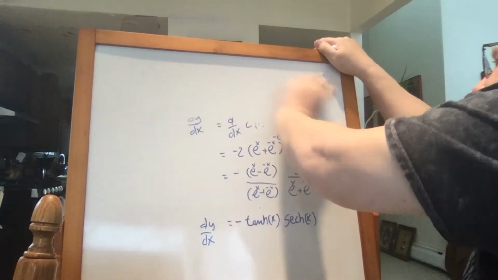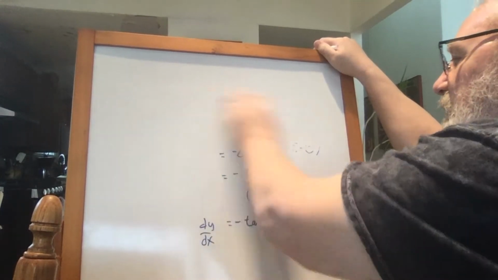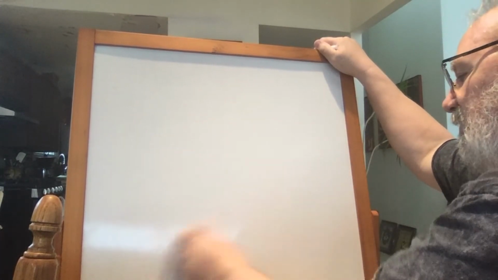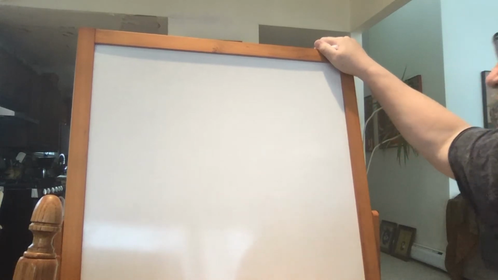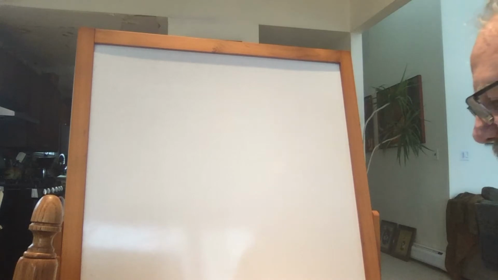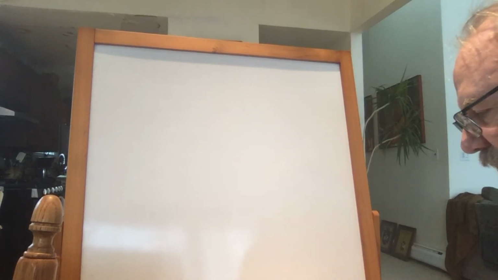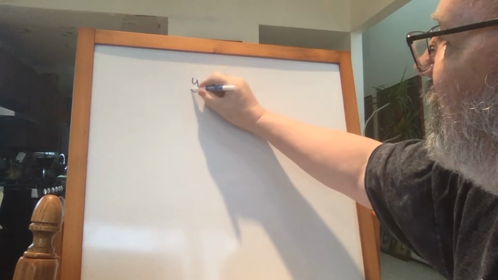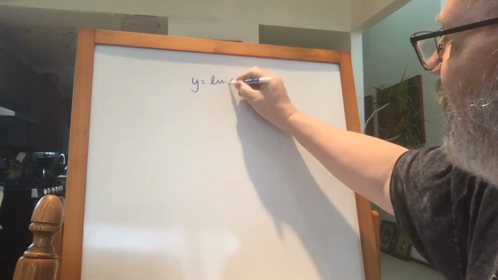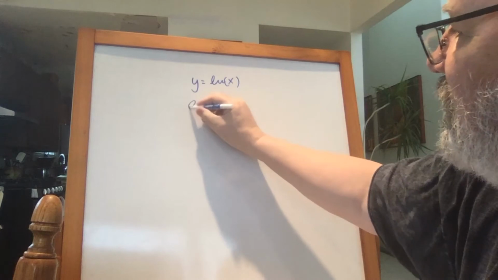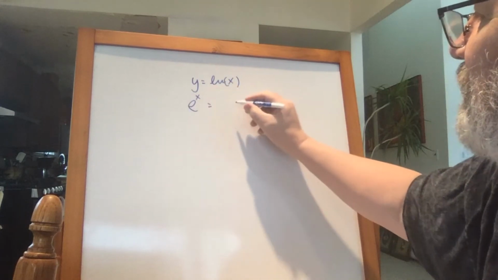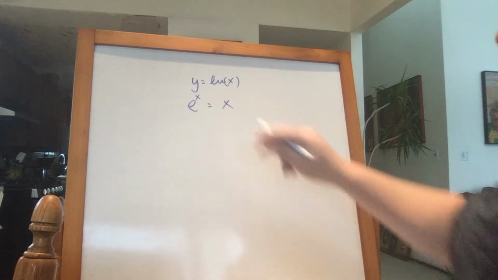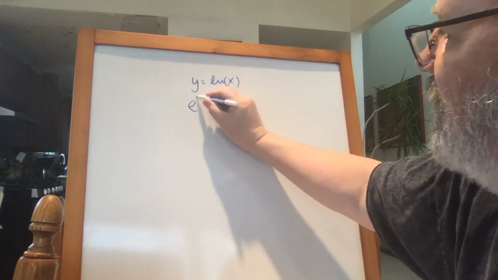Let's take a look at more of the hyperbolic functions and some of the different things that come out of them, the hyperbolic trigonometric functions, that is. So why don't we first look at y equals ln x, e to the y equals x. Whoops, e to the y.